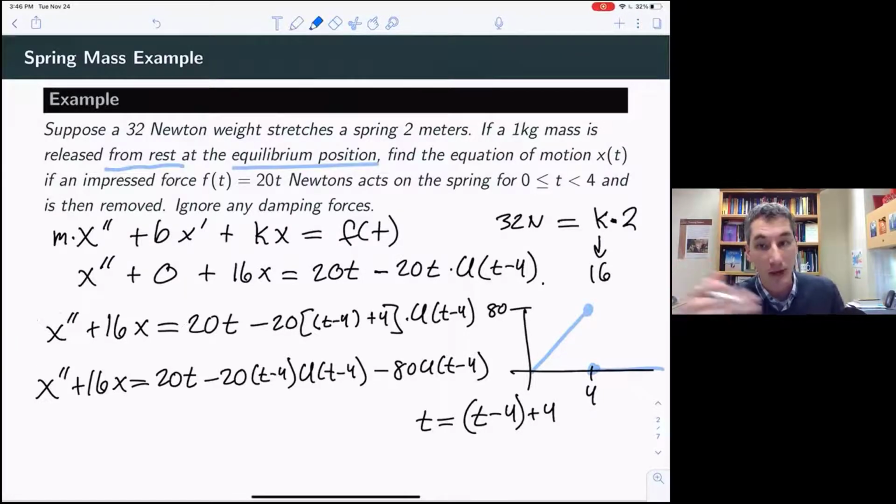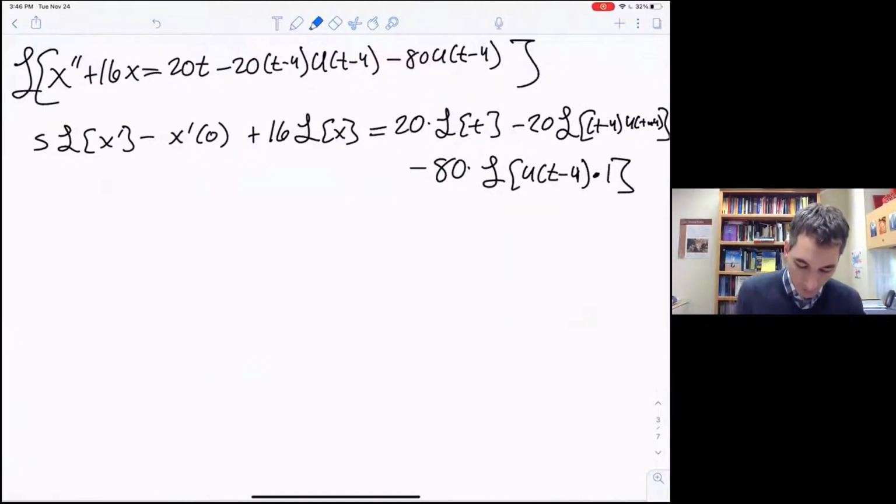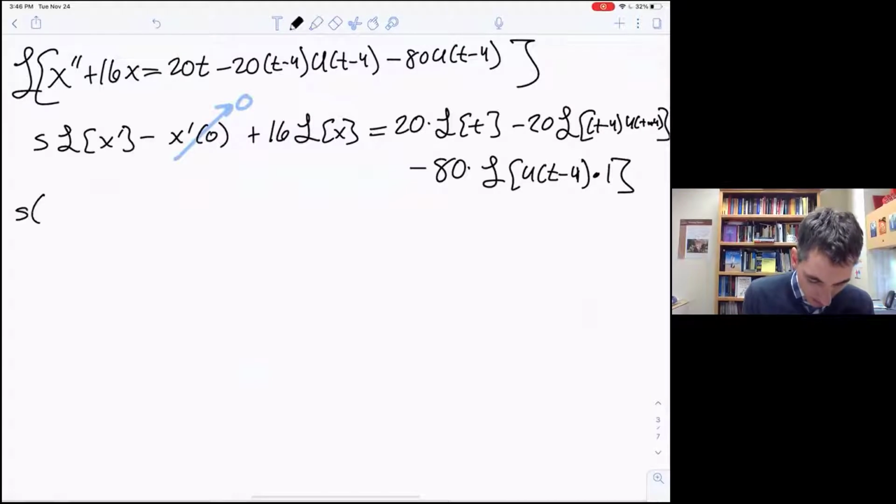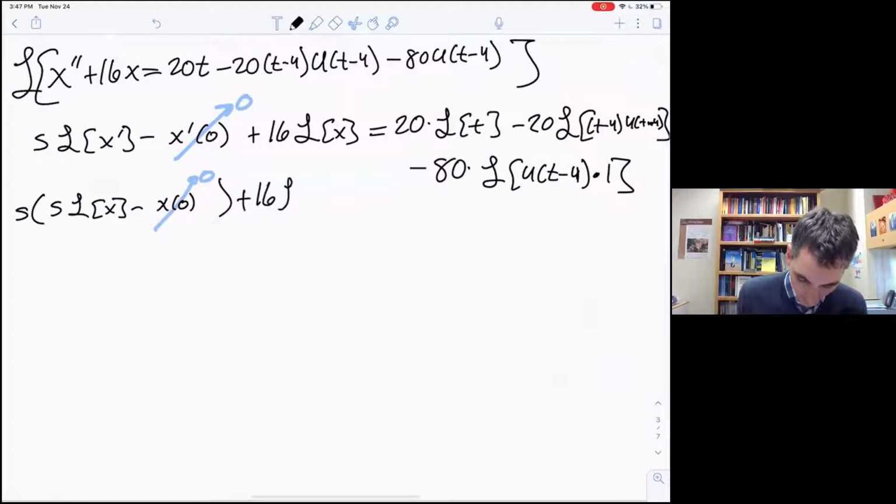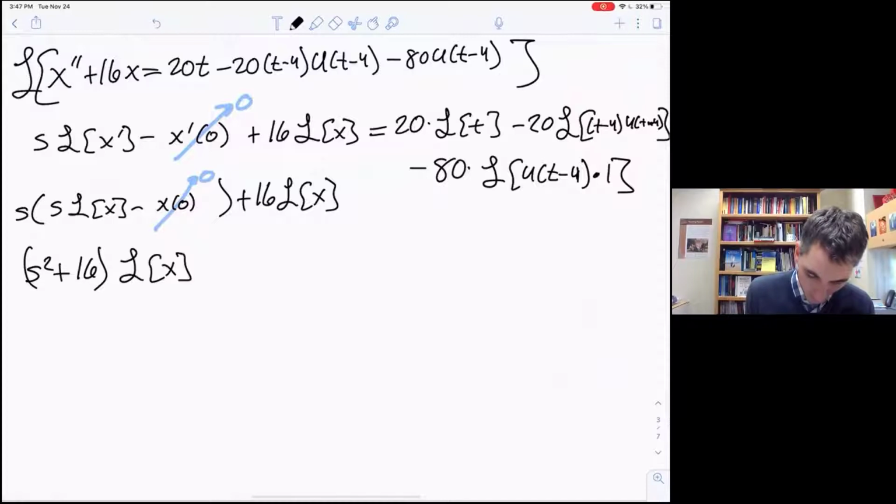So to me, that means x prime is 0 and x is 0 at t equals 0. So in particular, that's going to be 0. And now we're going to get s times s L of x minus x of 0, but that too will be 0, plus 16 L of x. If you don't mind, I'll just do the left-hand side here. We're going to get s squared plus 16 times L of x on the left-hand side.